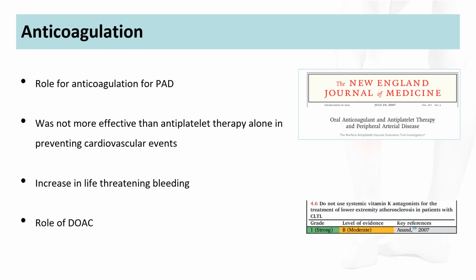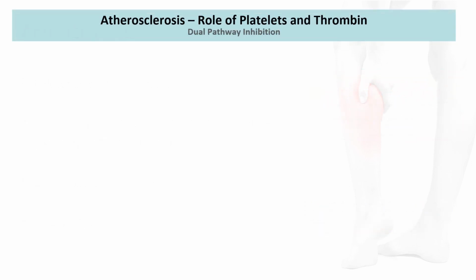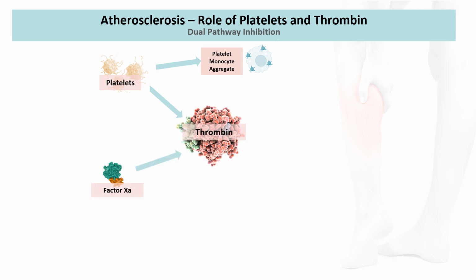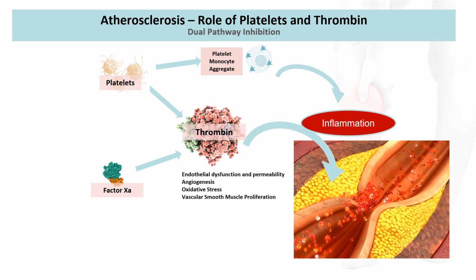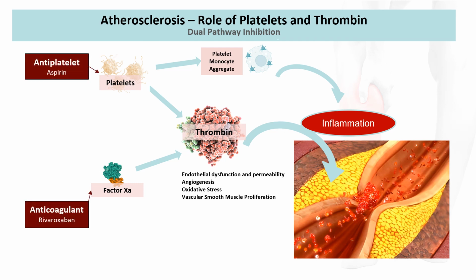However, the arrival of the newer oral anticoagulants has changed the picture to what we stand at presently with dual pathway inhibition. Now, the principle is that thrombus formation starts either via the platelet and the platelet aggregate, as well as via thrombin generation from factor 10A that induces the inflammation and the vessel changes that finally lead to atherosclerotic thrombus formation. And naturally, you inhibit it at the platelet level as well as at the thrombin level via the newer oral anticoagulant to give you the dual pathway inhibition.